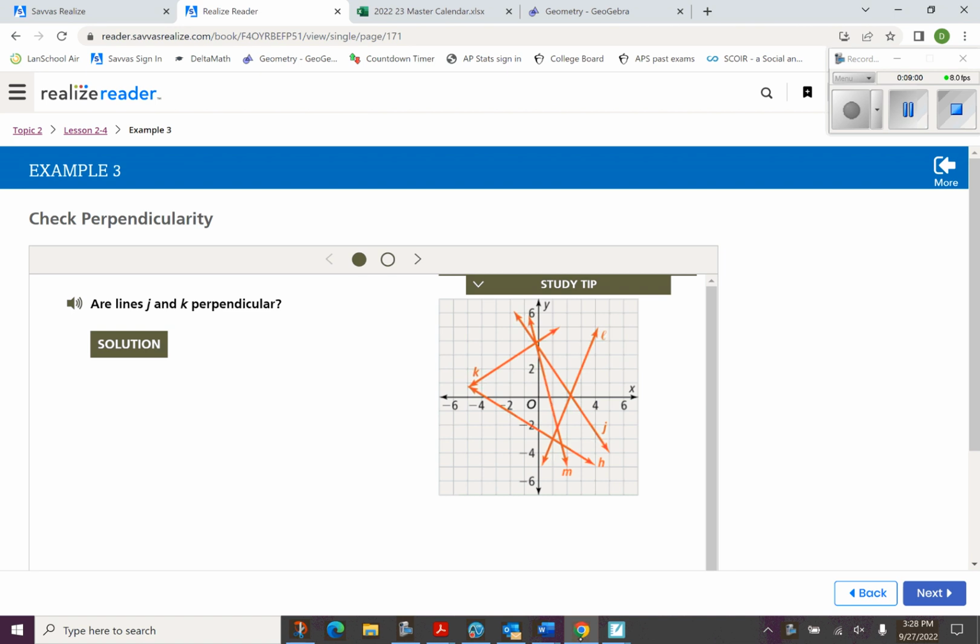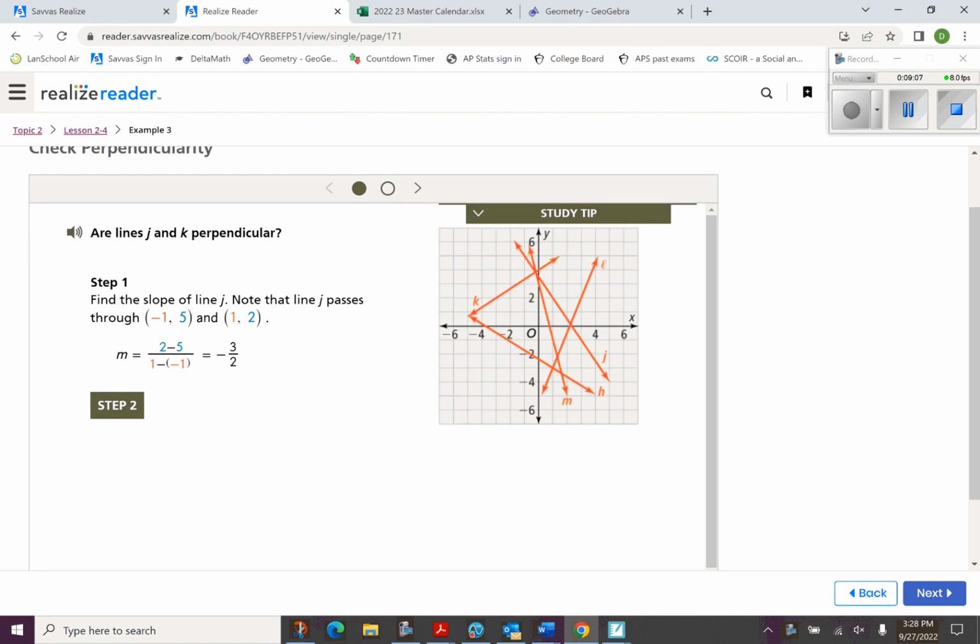And again, a big jumble of stuff here. Check to see if line J is perpendicular to line K. So again, hopefully we should be able to tell from the graph, line J goes to the point -1, 5 and the point 1, 2.